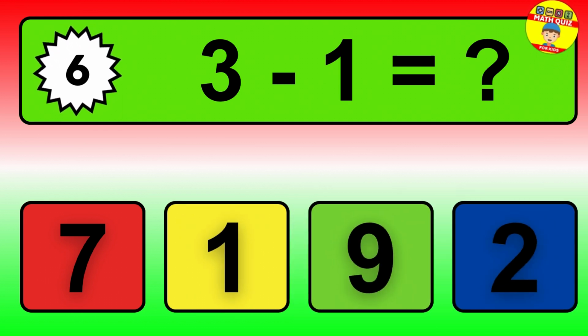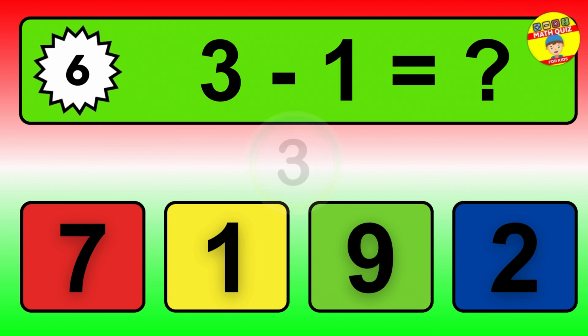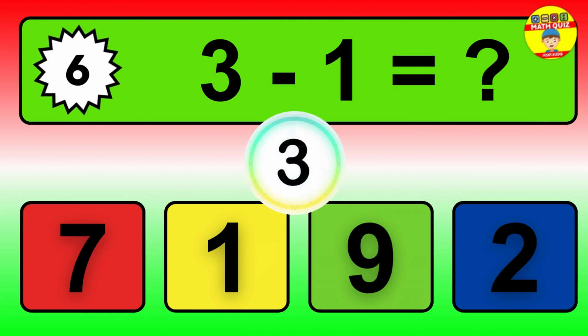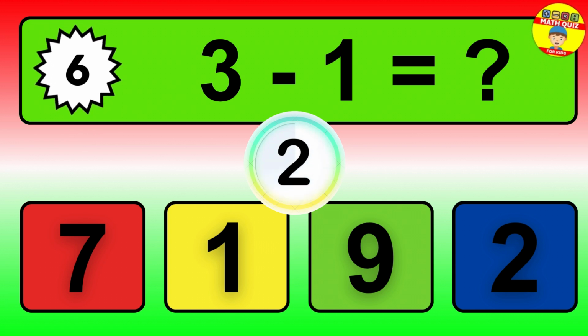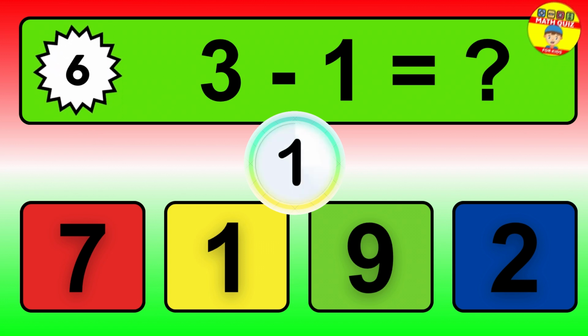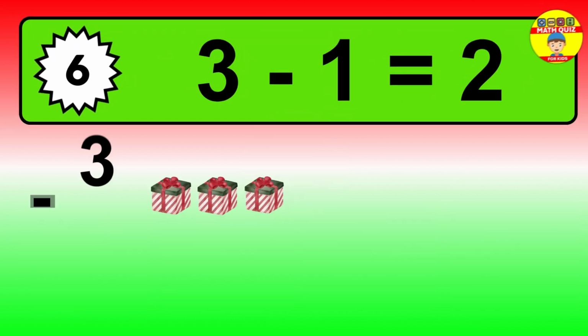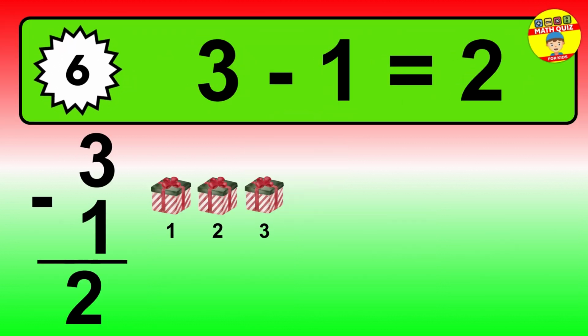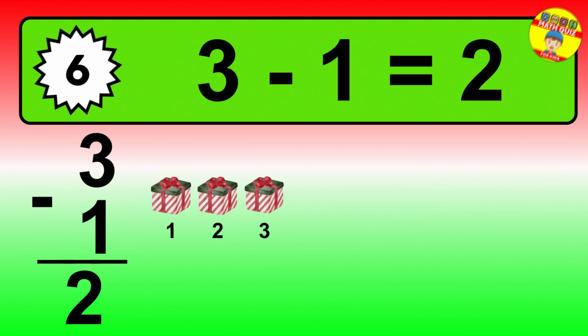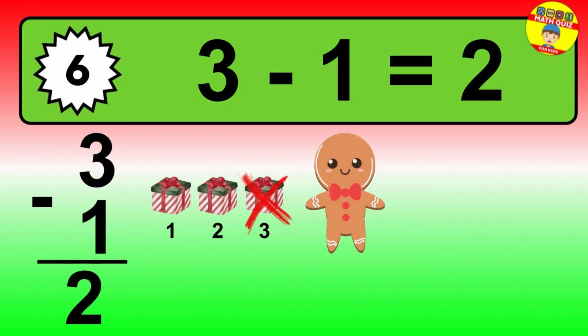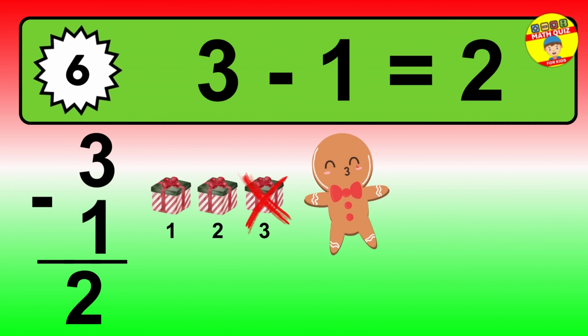Question 6. 3 minus 1 equals what? So, the answer is 3 minus 1 is 2. Let's count it. 1, 2.